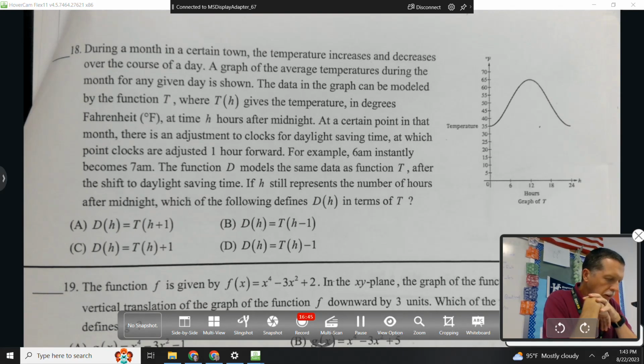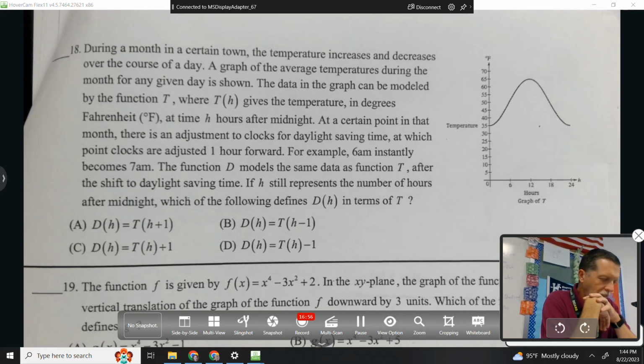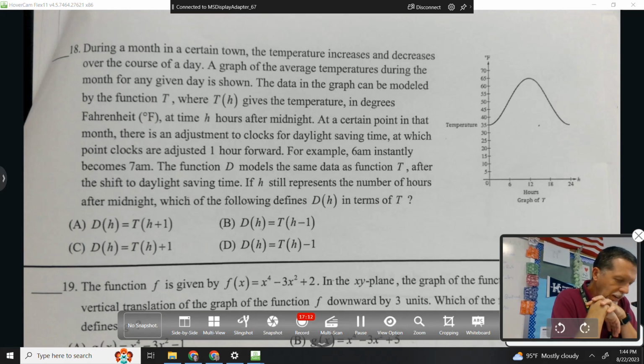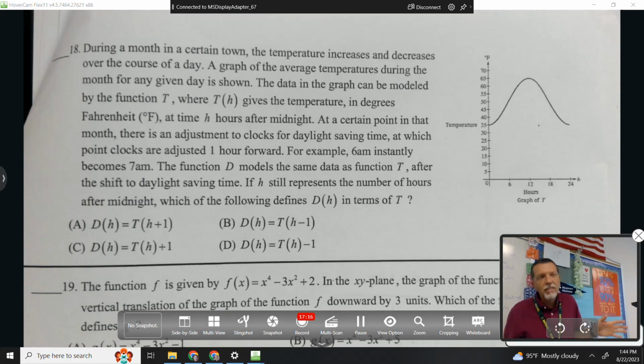At a certain point in the month, there is an adjustment to clocks for daylight savings time. Oh boy. At which point clocks are adjusted 1 hour forward. For example, 6 a.m. instantly became 7 a.m. The function D models the same data as function T after the shift to daylight savings time. If H still represents the number of hours after midnight, which of the following defines D of H in terms of T? Okay, so is this a left-right shift or an up-down shift?